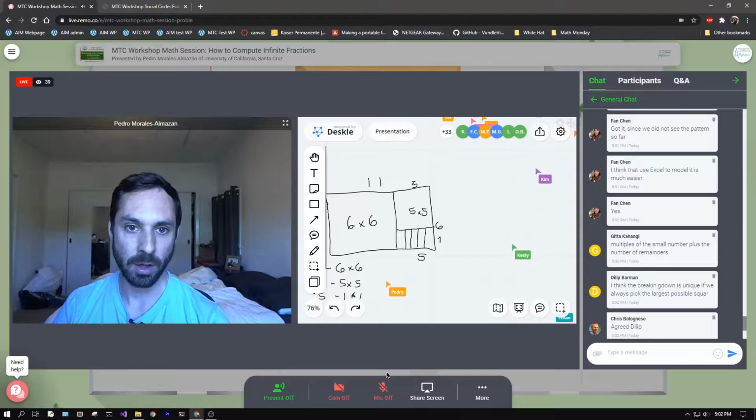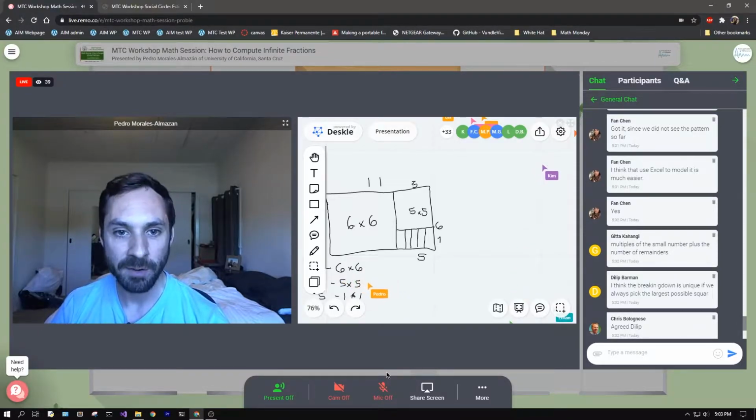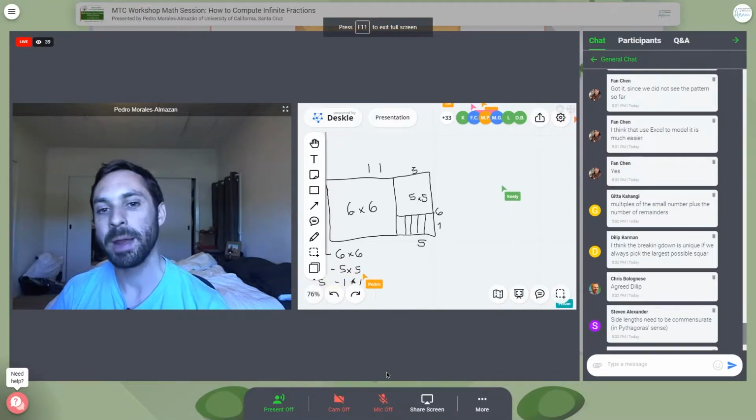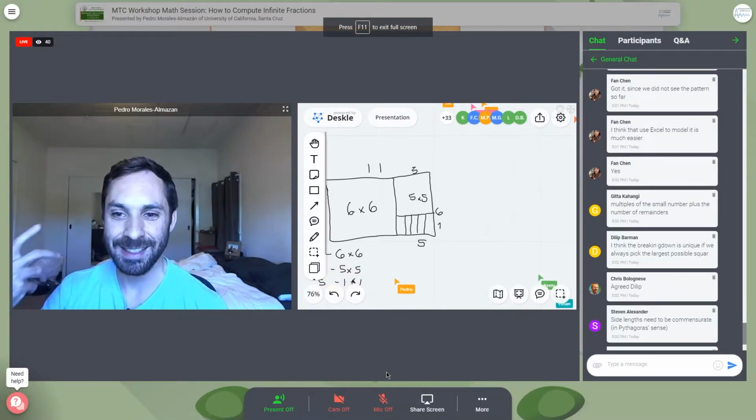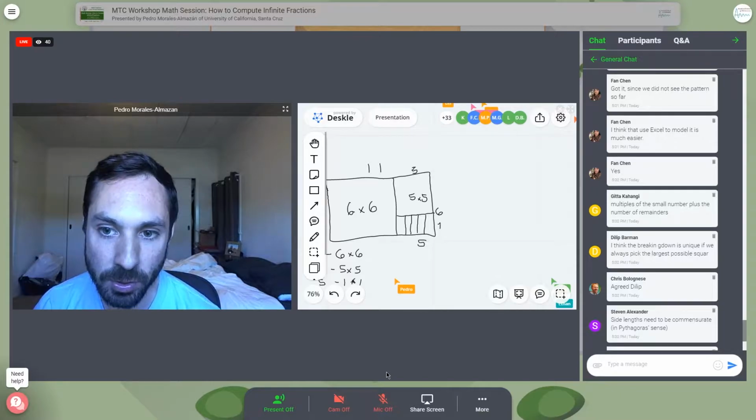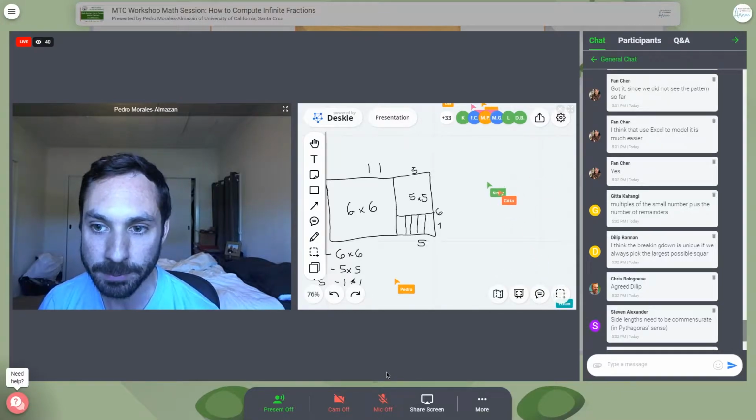Can I have this in a different way? In other words, instead of having one 6x6, one 5x5, and five 1x1s, can I have it as a different arrangement of squares? So those are the two questions, okay?